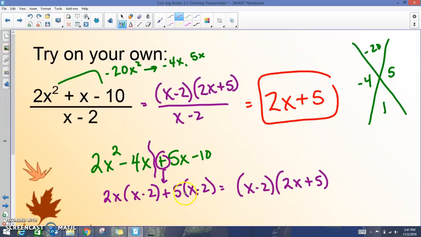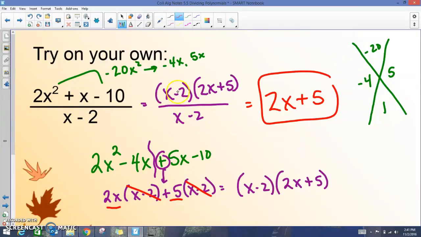Common factor on the right is a 5. If I divide both by 5, I'm left with x minus 2. So it matches in the parentheses, so that's one of my factors. What I have left, if I take out those parentheses, I'm left with 2x plus 5. So it factors into x minus 2, 2x plus 5. I carry over the denominator since I can't factor it.